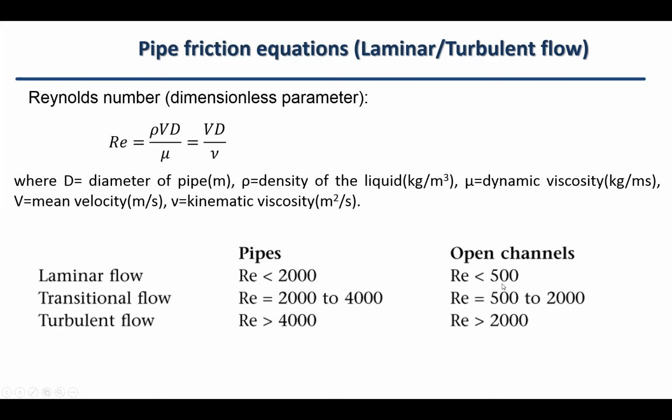The same situation applies to open channels, but the limits differ. If the Reynolds number is less than 500, the flow is laminar; greater than 2000, we call the flow in the open channel turbulent; and between 500 and 2000 is transitional flow.